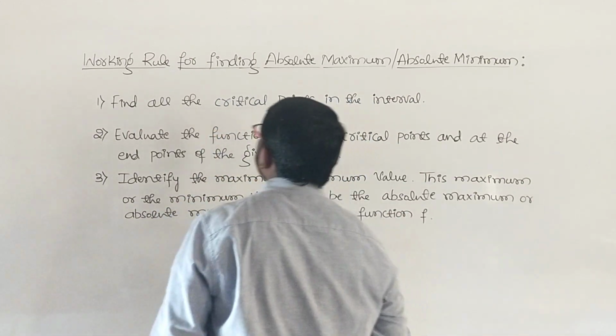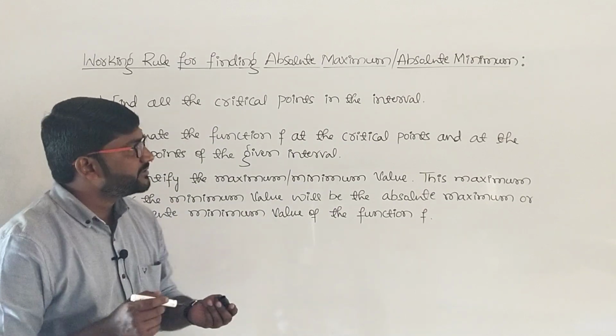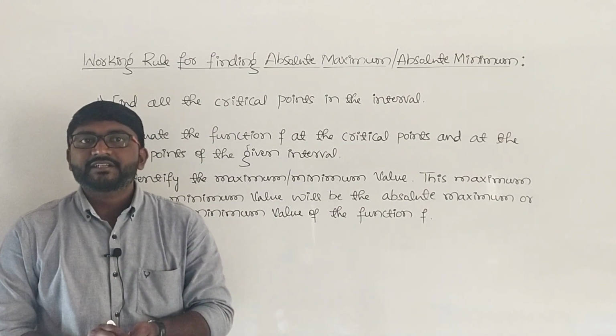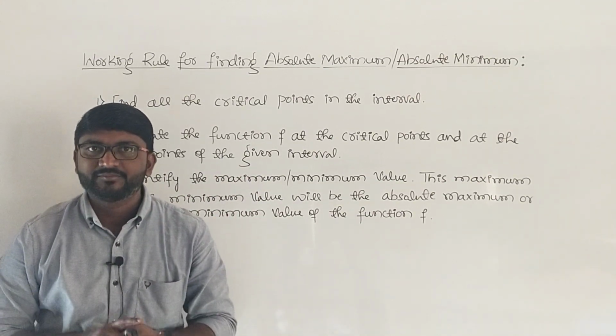So this is the working rule for finding the absolute maximum and absolute minimum. We'll understand this method by considering an example problem.